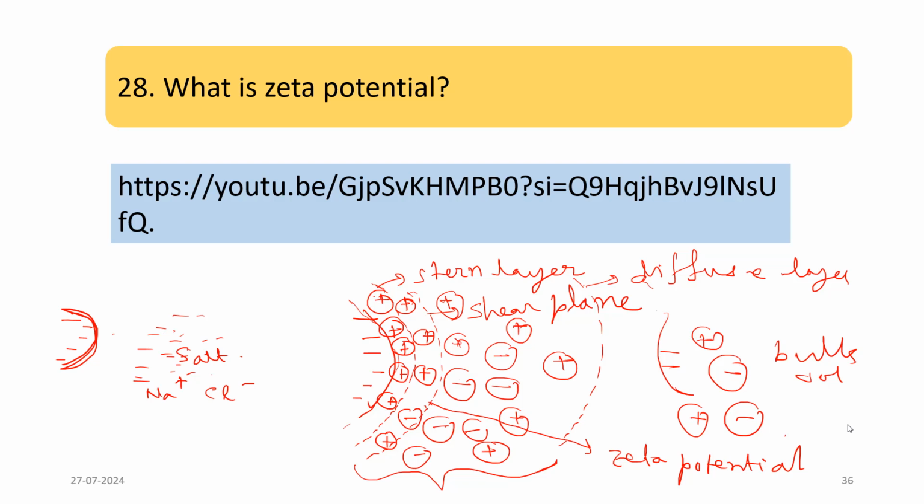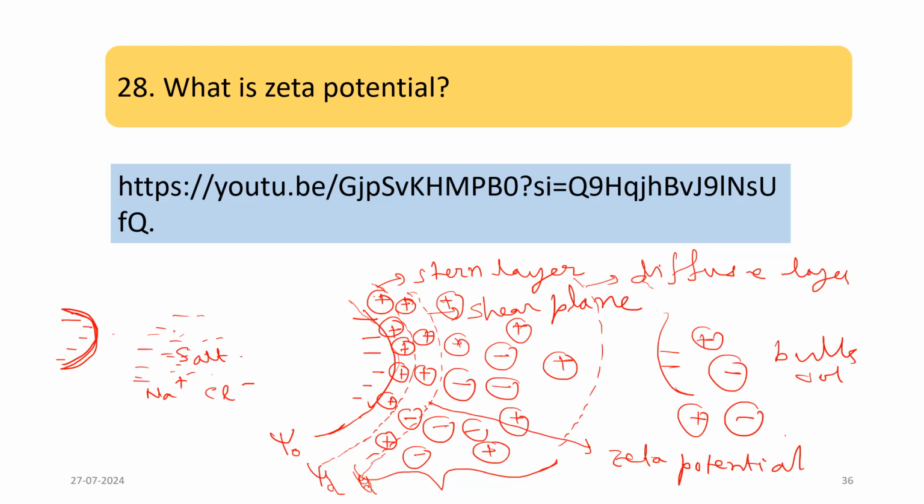Here you will see, suppose at the surface layer this is Psi 0. It has the highest voltage. If we go to the Stern layer, the voltage is reduced a little bit. Then if you go to the shear plane, the voltage will be much reduced.